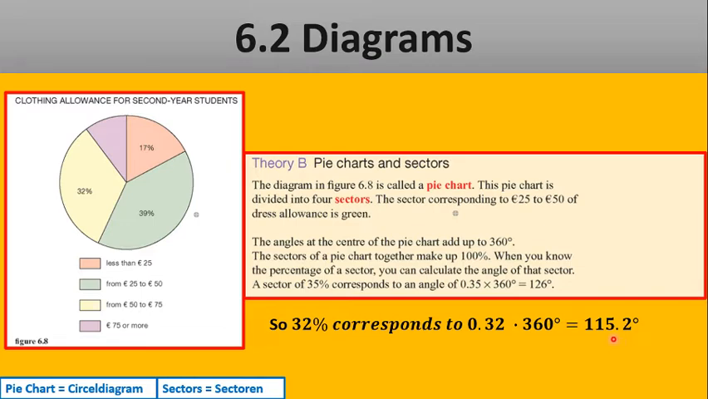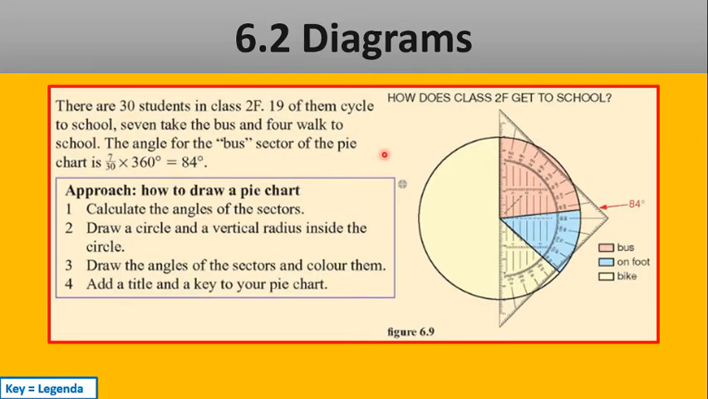115.2 degrees. But Mr. Opstraat, why do we want to calculate in degrees when we're talking about percentages? Well, sometimes they give you some information or some data, and it will ask you to draw a circle diagram or a pie diagram. Sorry, please do not call it a circle diagram. Pie charts. Pie charts. So, for example, here they give you some information about students in class 2F. 9 of them have cycled to school, 7 have taken a bus, 4 have walked to school. So, in total, there are 30 students.